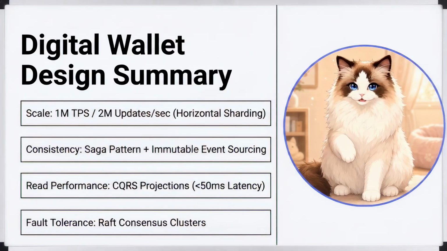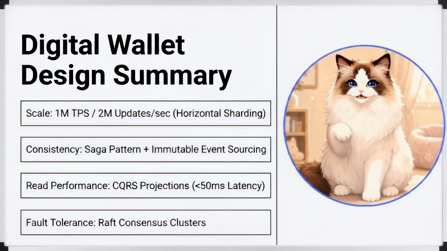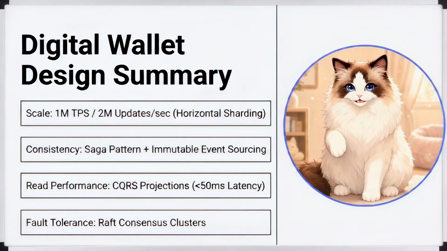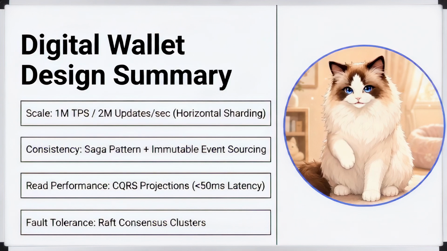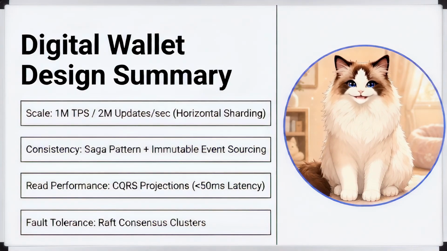To summarize our design, I started by clarifying requirements and calculating our scale at 2 million balance updates per second. I proposed a core wallet service, introduced the Saga pattern for reliable distributed transactions across shards, adopted event sourcing for immutable auditability, used CQRS for real-time read performance, and scaled the system horizontally with Raft consensus partitions.